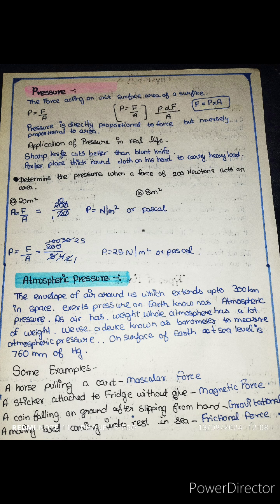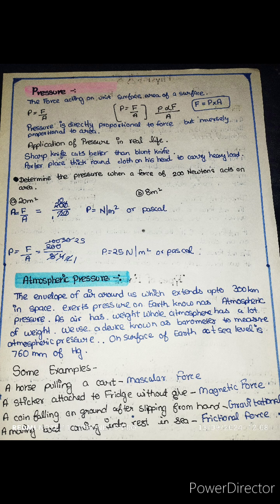So this was all for this chapter, but now let's see some examples of forces which will help us revise whatever we studied. A horse pulling a cart is muscular force. Why? Because the force is applied by the horse's muscle. Next, a sticker attached to a fridge without glue is probably magnetic force. As you know, a fridge attracts a magnet or a magnet attracts a fridge. So if you want to stick something on the fridge without glue, you can use a magnet, and this is known as magnetic force.